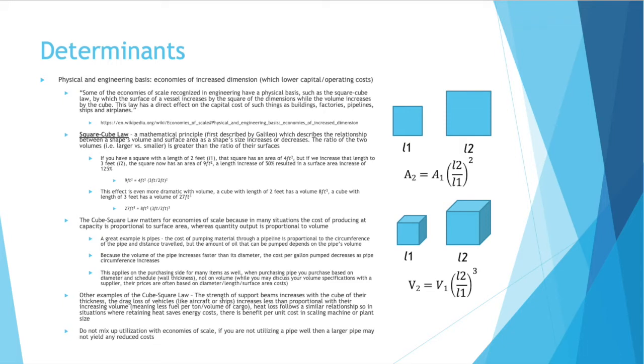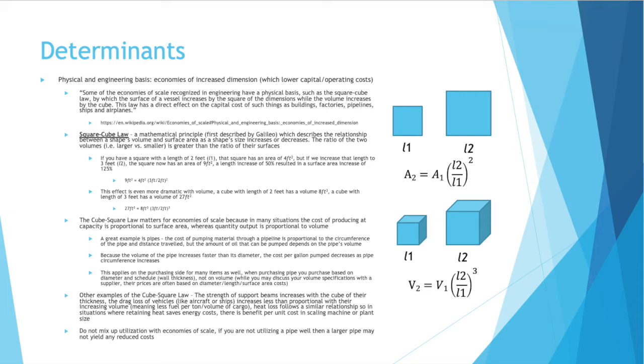This cube-square law matters for economies of scale because in many situations, the cost of producing at capacity is proportional to surface area, whereas the output is related to the volume. A great example of this is pipes. The cost of pumping material through a pipeline is proportional to the circumference of the pipe and distance traveled, but the amount of the liquid that can be pumped is based on the pipe's volume.